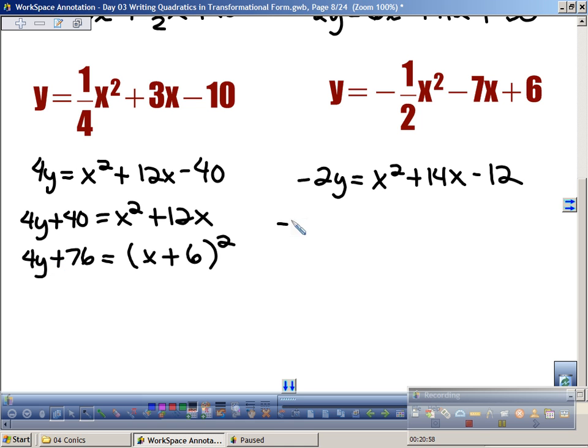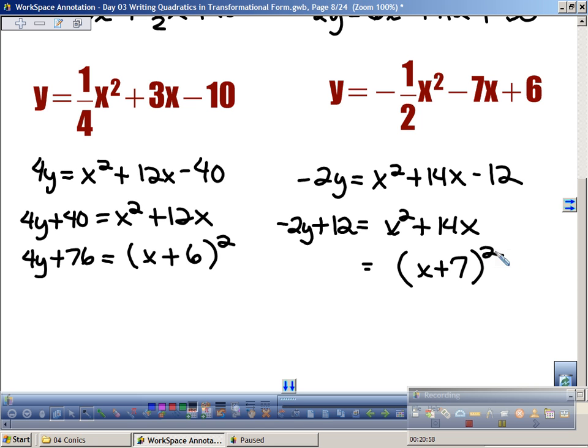If I add 12 to both sides, I would have negative 2y, guys, plus 12 equals x squared plus 14x. What would I need to complete the square? 7 squared. So I would add 49 to this side. 49, 59, 61. And then I'd pull a 2 out, but then that wouldn't be very neat either, right? Y plus 61 halves.